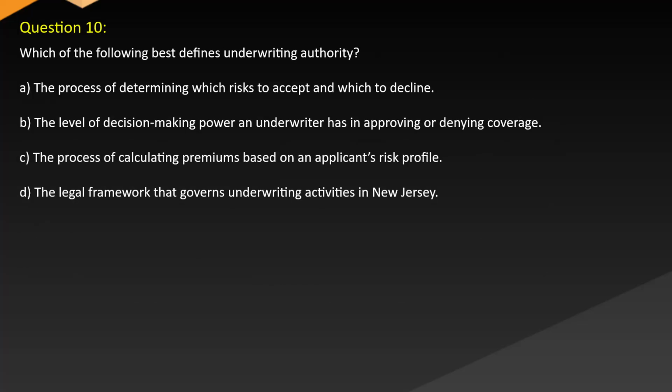Question 10. Which of the following best defines underwriting authority? A. The process of determining which risks to accept and which to decline. B. The level of decision-making power an underwriter has in approving or denying coverage. C. The process of calculating premiums based on an applicant's risk profile. D. The legal framework that governs underwriting activities in New Jersey.